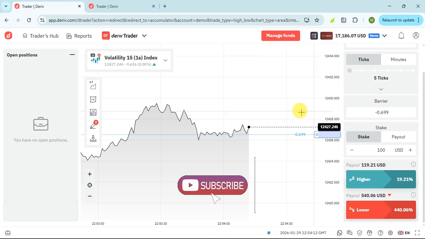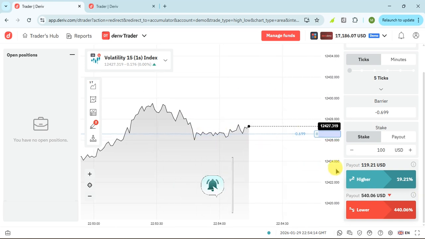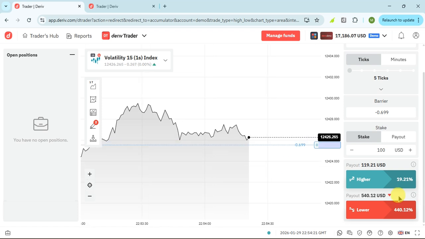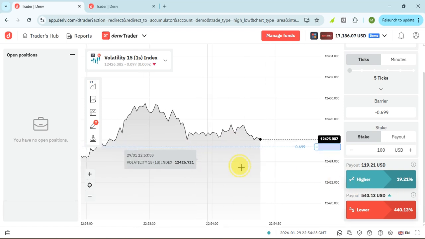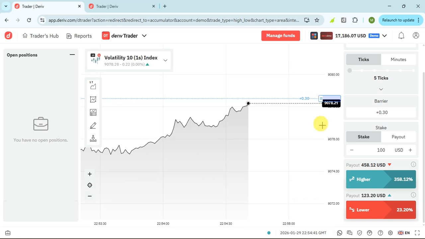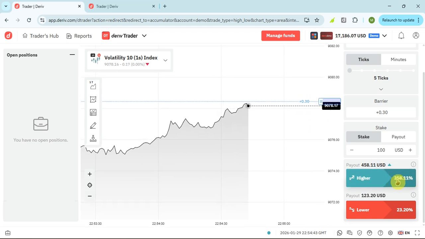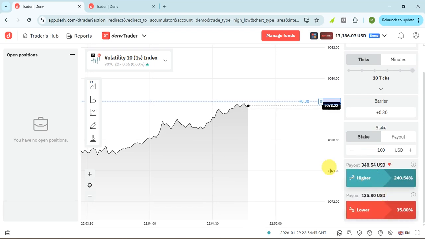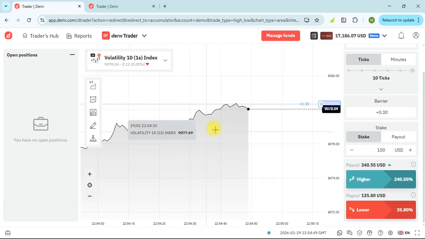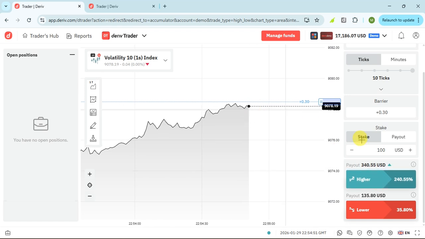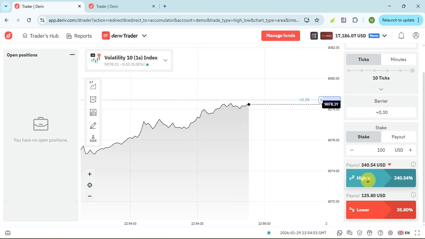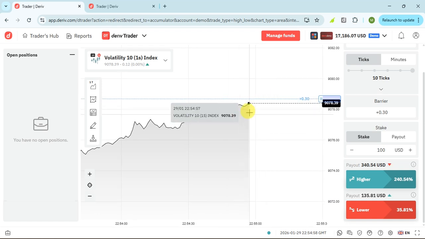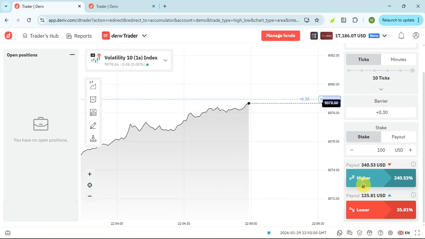So you can wait for a market to start moving, and then you can use that to your advantage. You just predict where that market is going. So this market is going up, so I'll be using higher. It has the highest profit, and then I can just time it and increase the number of ticks so that I have high chances of winning. And then after doing that, I just press on higher. When it touches where the blue line was at the time I entered, then I win that contract.